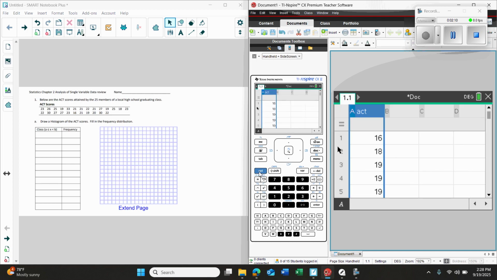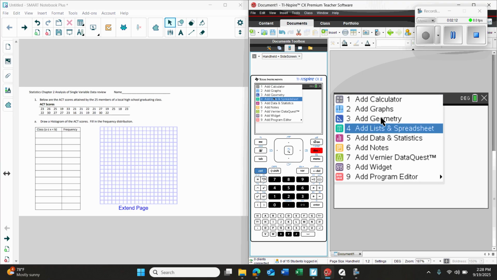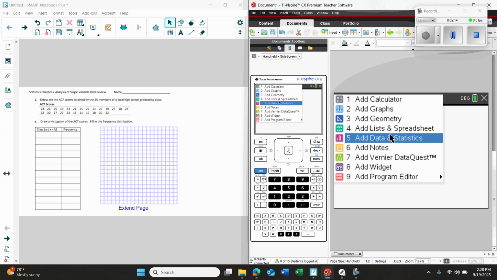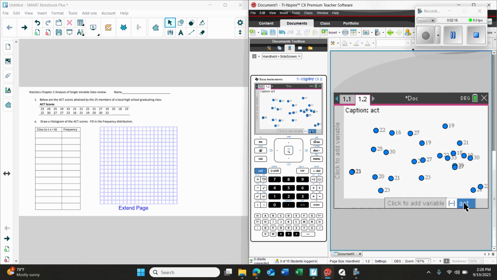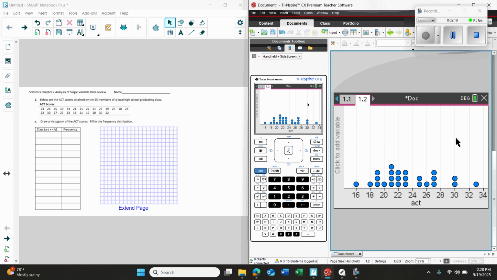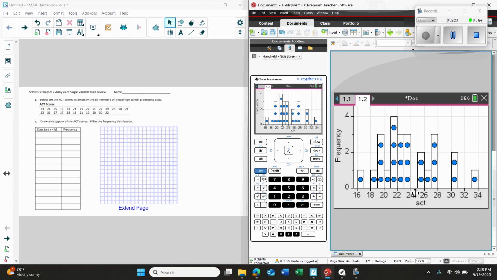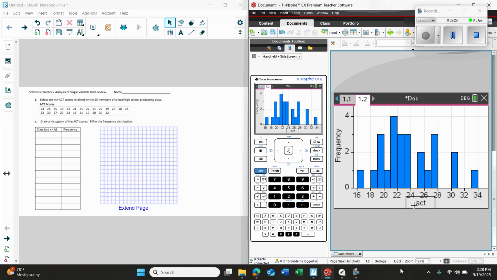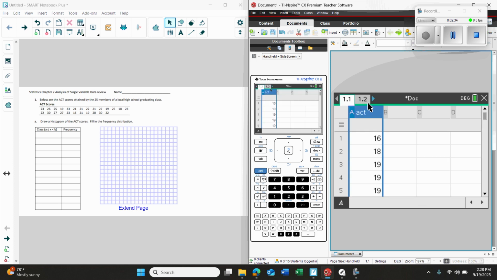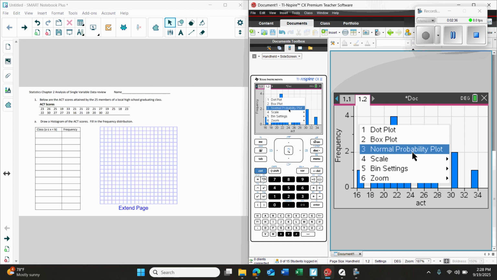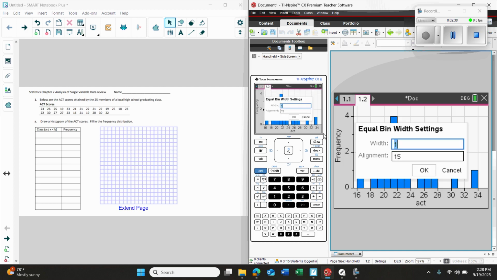Now to make your histogram, add a page. We want data and statistics. Add our variable to the x-axis. Control menu in the white space, histogram. And obviously, you guys know that this is not a good histogram. So we need to tidy up our bin width and our alignment. Our first number is 16, so that's what we're going to set the alignment to. So bin settings equal bin width.